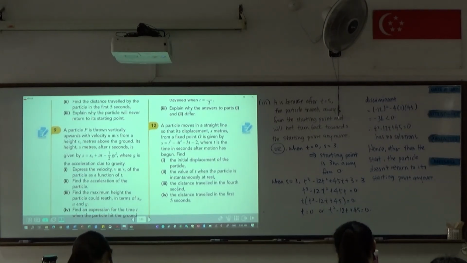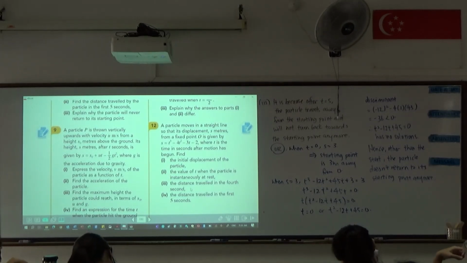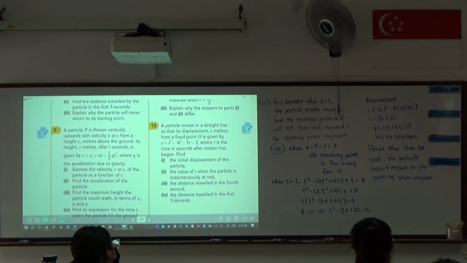Move off as well. Okay, just want to cover certain points. In part 3, the distance traveled in the 4th second. I hope that you're looking for only at the 4th second. That means the displacement between t equals to 3 and t equals to 4, that should be 6 meters. Okay, do you need me to go through part 3? No need. How about part 4?